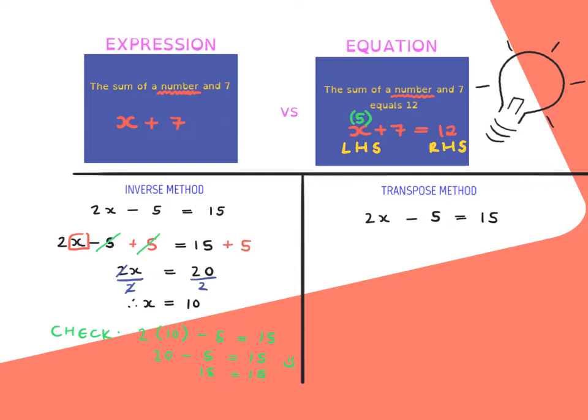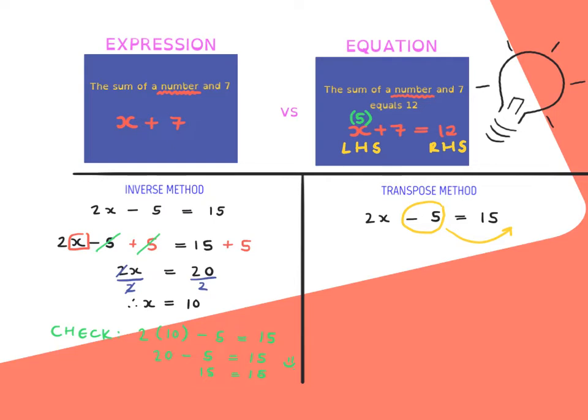All right, so let's have a look at the transpose method. When I say transpose, again, you might be like, oh, what do you mean? Transpose is just another word for transfer. What I'm basically going to do is transfer this negative 5 onto the other side of the equation. So the transpose method has perhaps fewer steps, but we still get to the same answer. And the idea, remember, is still that we just want to isolate x.